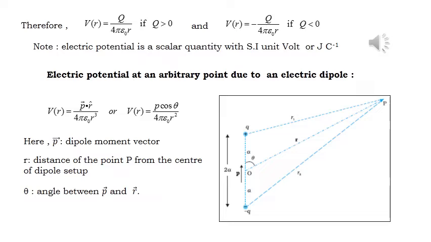So Q into the separation of the dipole, 2A into Q, equals the P vector. R is the distance of the arbitrary point P from the center of the dipole setup, and theta is the angle between the P vector and R vector, and the clear diagram is given. According to this figure, we are going to discuss now. Let us see the clear discussion now.